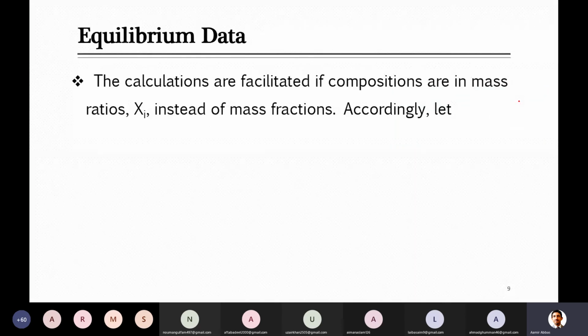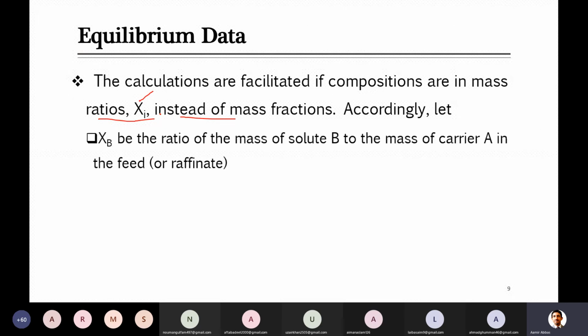Here, just to derive an equation, let's consider that calculations are facilitated if compositions are in mass ratios. We will represent mass ratios with the capital X, and I think some similar kind of notation was also used in our textbook in chapter 6 when we were talking about absorption. There were capital X and Y, something like this. So here, capital X is the ratio between the masses. You know that mass fractions are represented with small x_i. So here we will be using capital X_i, and that means it is the ratio between the mass or mass flow rate of various components.